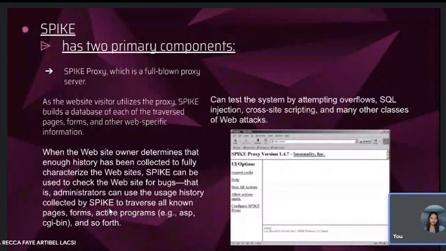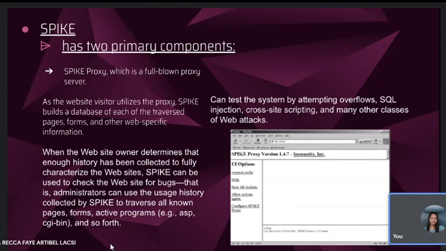Spike has two primary components. Number one is, as the website visitor utilizes the proxy, Spike builds a database of each of the traversed pages, forms, and other web-specific information. And when the website owner determines that enough history has been collected to fully characterize the website, Spike can be used to check the website for bugs. That is, administrators can use the usage history collected by Spike to traverse all known pages, forms, and active programs, and so forth. Then, it can also test the system by attempting overflows, SQL injections, cross-site scripting, and many other classes of web attacks.